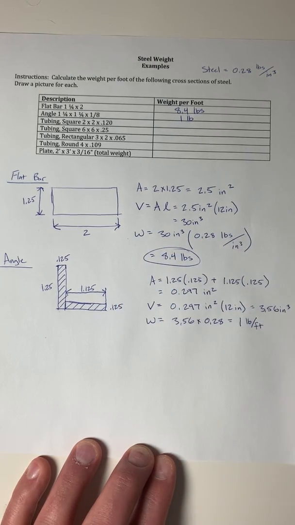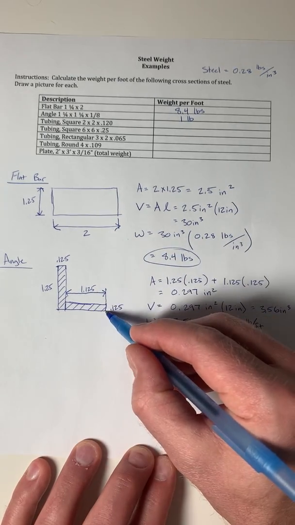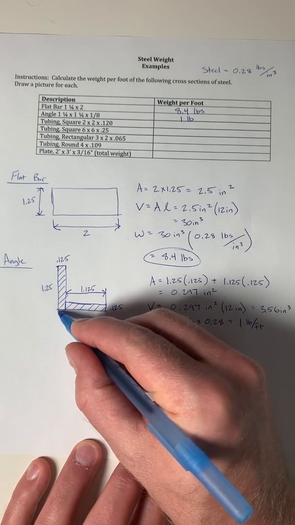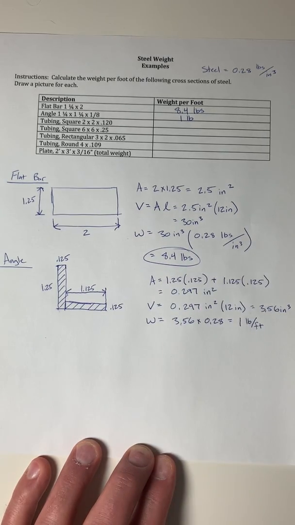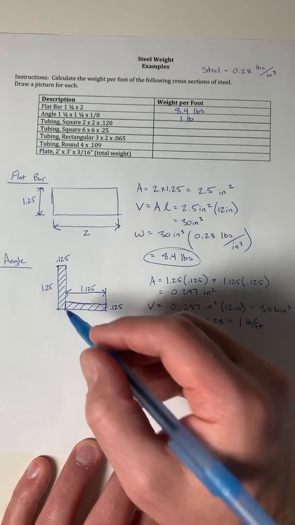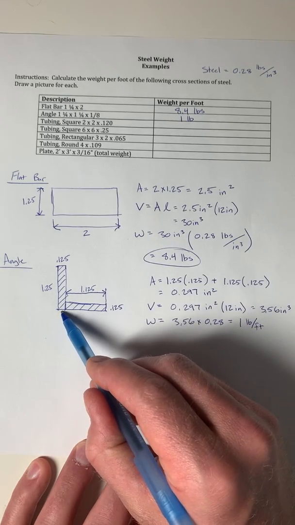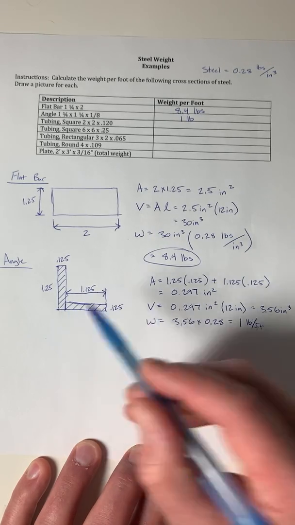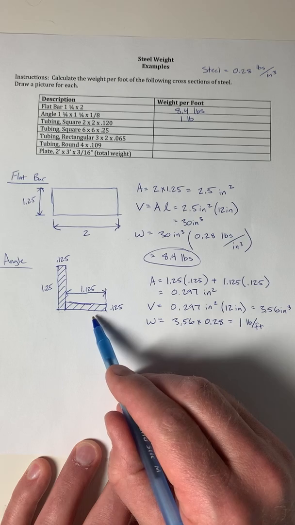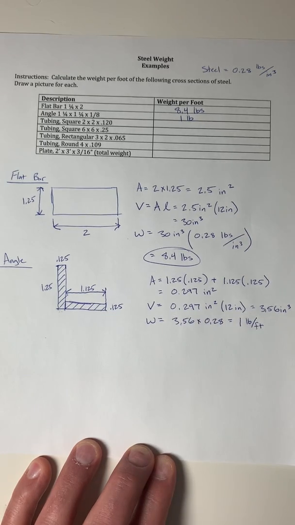The reason is that I have 1 1/4 on the outside dimension, and then I have to subtract a thickness here of 1/8 of an inch. I'm doing this because I don't want to double count this corner. So what that leaves me with is two rectangles. One rectangle is 1 1/4 by 1/8 inch, and the other rectangle is 1 1/8 by 1/8 inch.